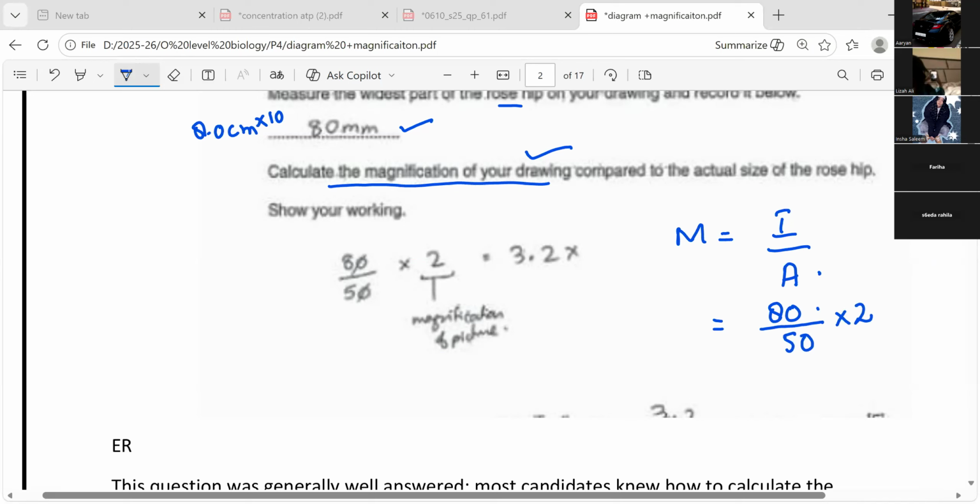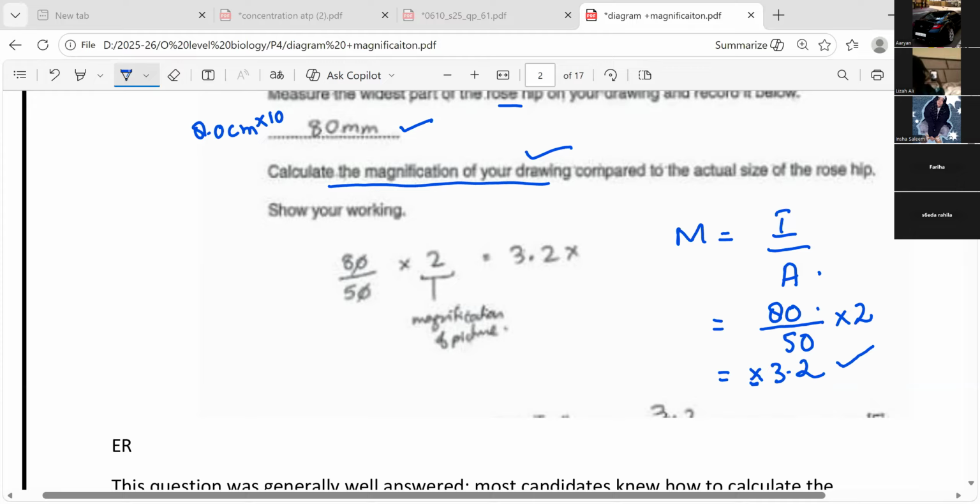Is this clear or not? So what should be our answer? 80 divided by 50 times 2 is equal to 3.2, and we need to write down x before this. What is the meaning of x? That means this image, or your drawing, is 3.2 times magnified or 3.2 times enlarged.